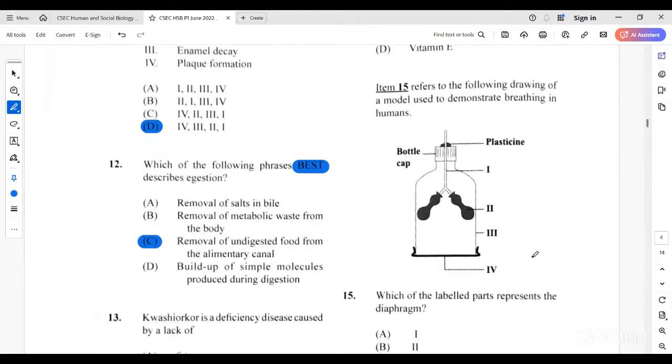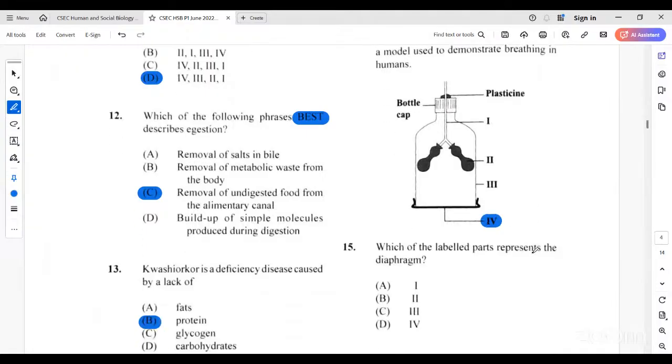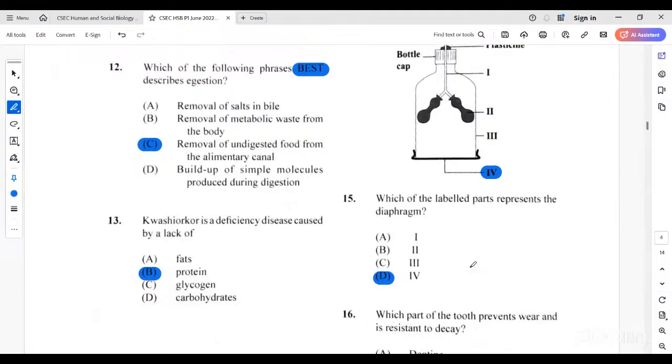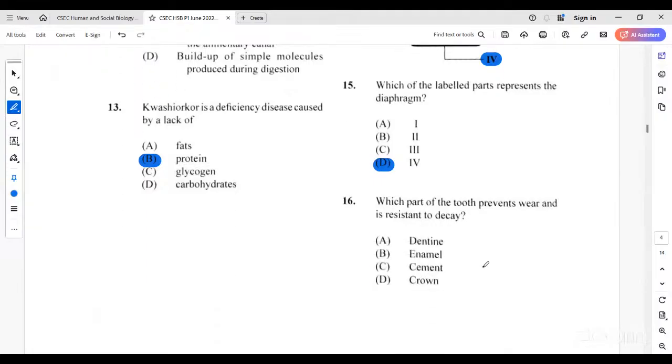All right. Which of the labeled parts represent the diaphragm? And if this is demonstrating breathing, you know that the diaphragm is kind of at the bottom of the rib cage to kind of close the respiratory cavity, right? So 2 will be the lungs. 1 is the pathway into the lungs, maybe the trachea, the windpipe. 3 would be the rib cage, the thing protecting and creating the cavity. And that makes 4 the diaphragm. So 15 is D. Number 15. So, wrapping up with 16 and wrapping up nutrition.